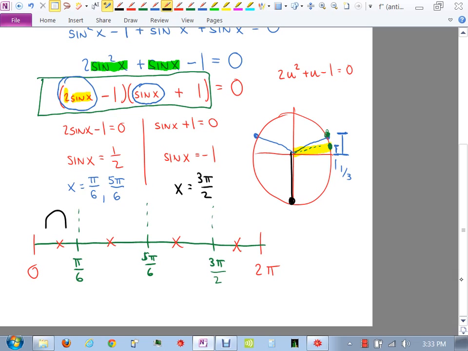Okay, I need a number between pi over 6 and 5 pi over 6. There's a good one right here. Right at the top. Pi over 2. Right? So what is sine of pi over 2? 1. So plug into that same one that I had boxed there. What's 2 times 1? 2 minus 1 is 1. So that first box over here, this first thing is a 1, right? That's a 1. And then plug in over here, what's this going to be? 2. So 1 times 2 is 2. So it's positive. What does that mean? Concave up.